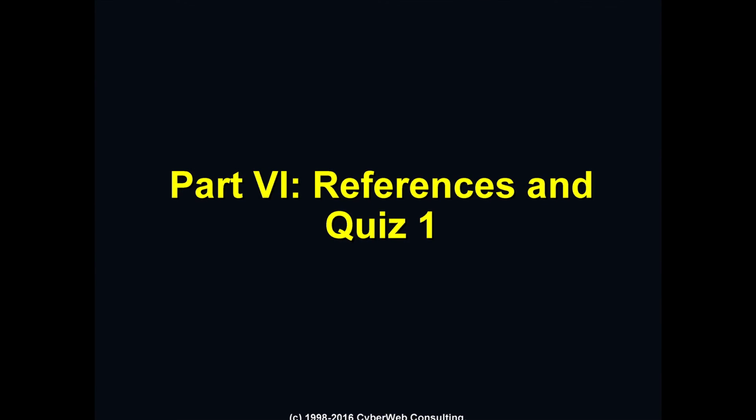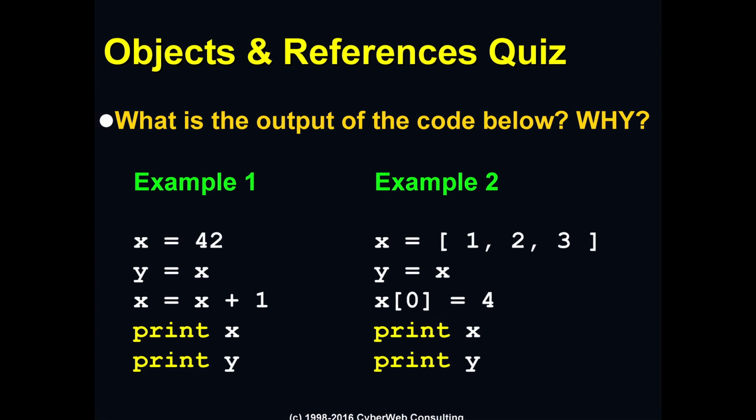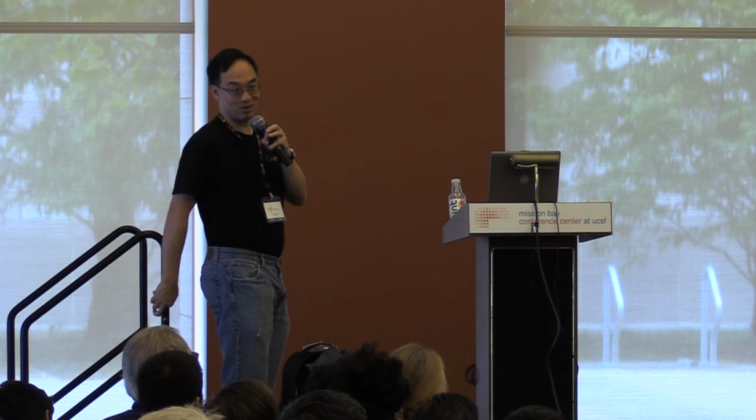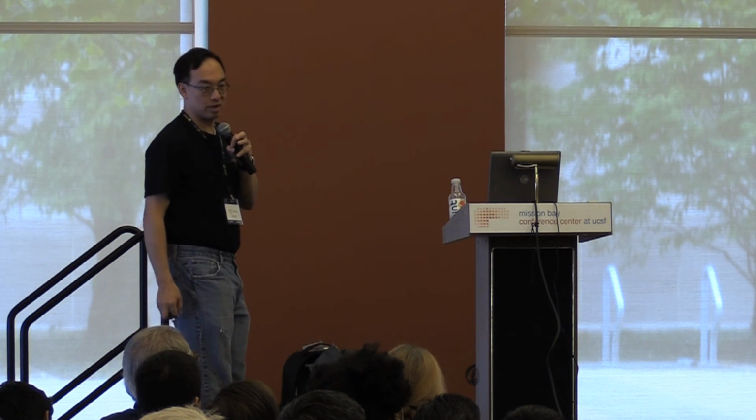All right, cool. We're on to part 6 out of 9. And your first quiz: what is the output of the code below and why? Take a look at example 1. I have x is 42, y is x. I increment x by 1. Yes, I know I can do x plus equals 1, but you couldn't do that before Python 2.0. Print x, y. What gets output for example 1?